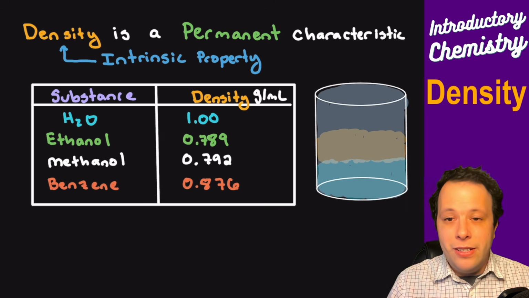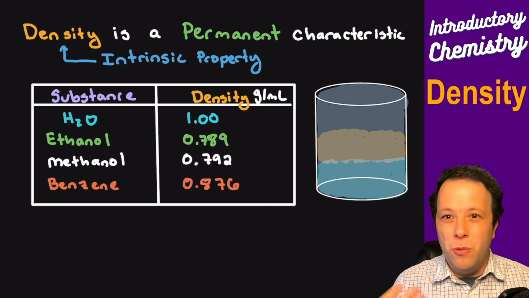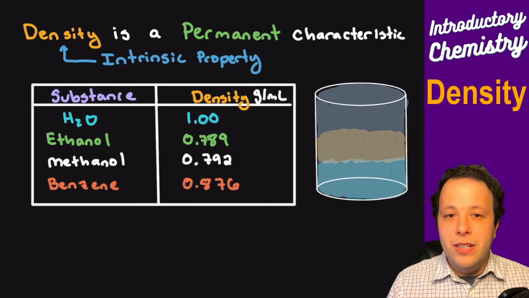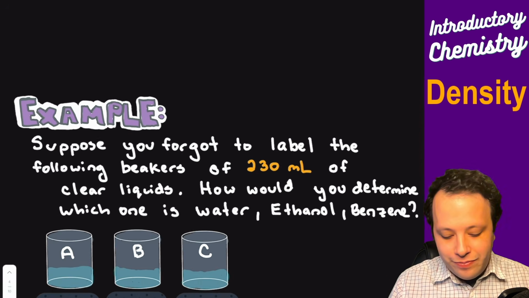So this gives us an idea of what type of different properties we might have, depending on what it is that you're looking at. So let's take a look at some examples. How could we actually apply this in the classroom?